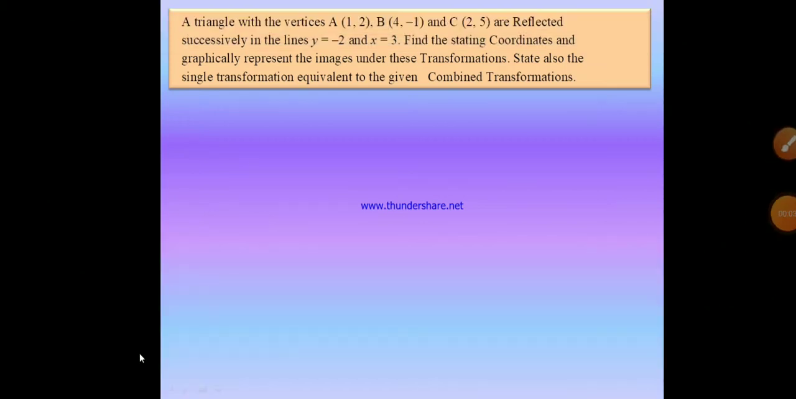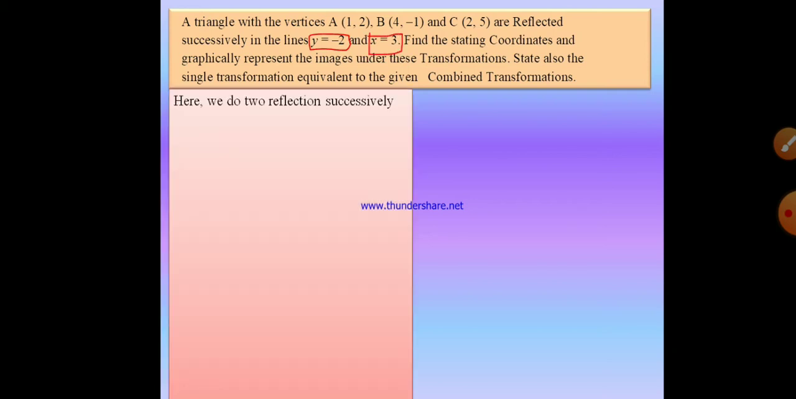So, dear students, let's discuss this question. This question is related to the single transformation. So, here are two combined transformations. First, we do reflection on y equals minus 2, and then reflection on x equals 3 successively. We do two reflections successively, then we'll find the coordinates. And this is the case where the lines of reflection are perpendicular to each other. So based on that rule, we'll find single transformations.